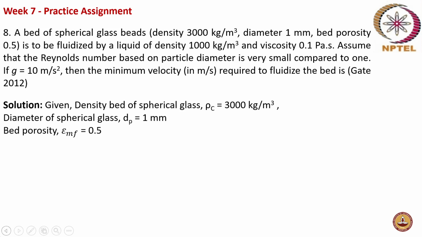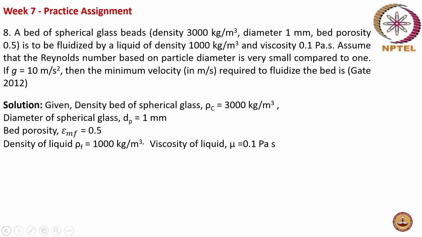Here again, they have not given clearly whether it is a settled bed porosity or the porosity at minimum fluidization. So they have just given bed porosity. So we are assuming it to be the porosity at minimum fluidization, or we can assume the porosity at minimum fluidization is the same as the porosity of the fixed bed. Because even in the fixed bed, when you pack different particles, there will be some voids. That is what happens in case of a packed bed reactor, right? There also we use the void fraction. So the same thing.